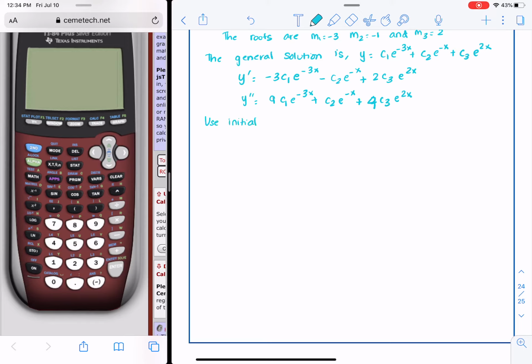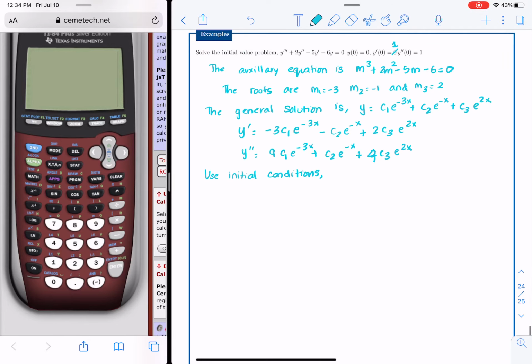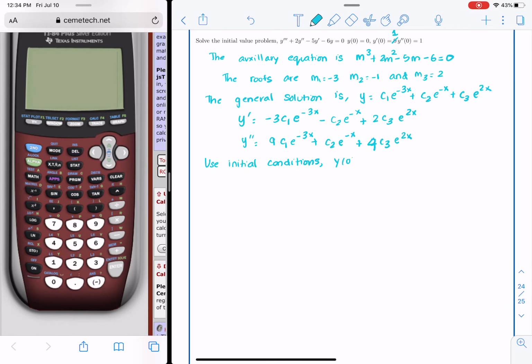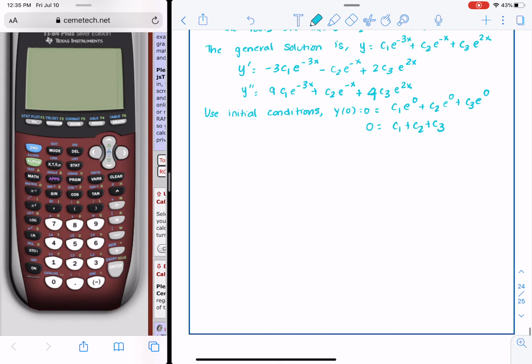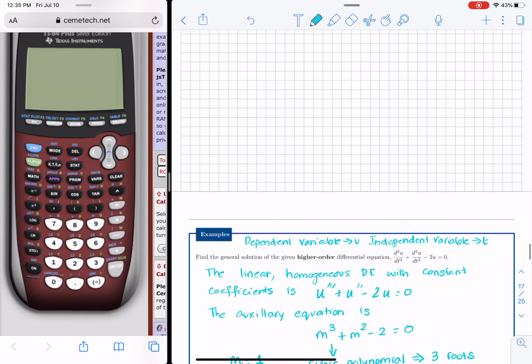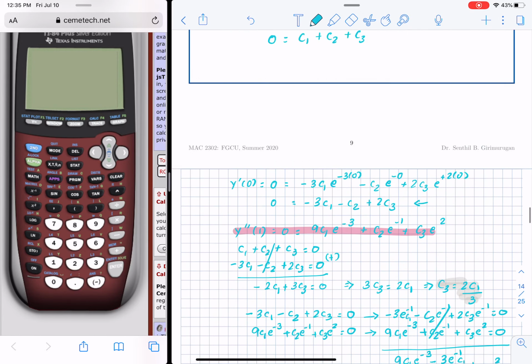Now we use the initial conditions. So y of 0 is 0, which would mean c1 e raised 0 plus c2 e raised 0 plus c3 e raised 0. So c1 plus c2 plus c3 would equal 0. Second, y prime of 0 is 1. So we have negative 3 c1. Let's go back and check something here.